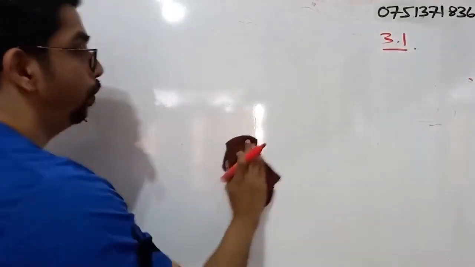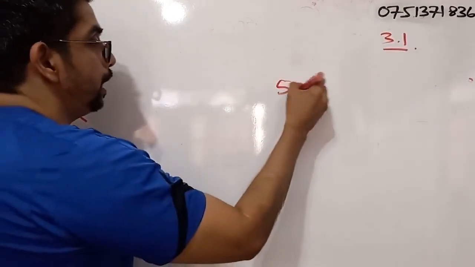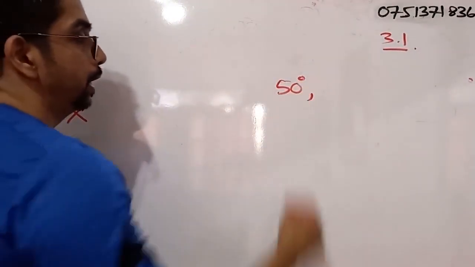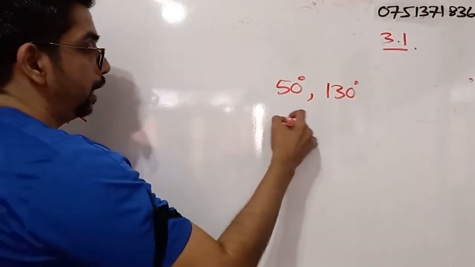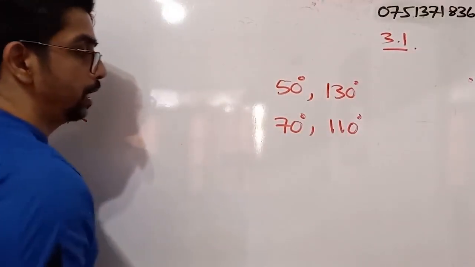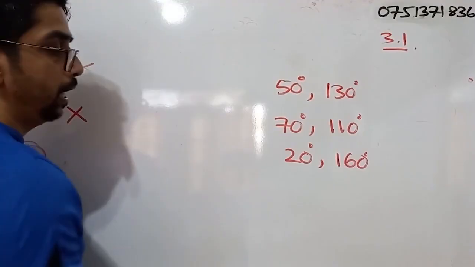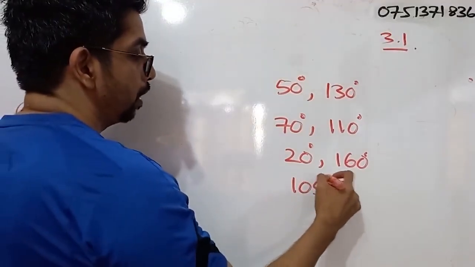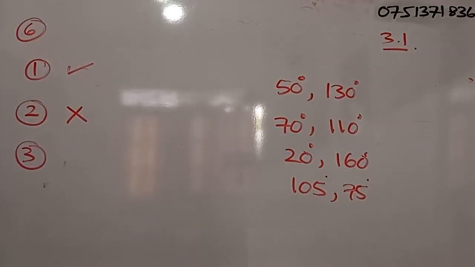Right. අපි බලමු. Now they are talking about what? Obtuse angles. Right. So we will take 50 degrees. What is the supplement here? 130 degrees. Right. We will take 70 degrees. What is the supplement? 110 degrees. Right. We will take 20 degrees. What is the supplement? 160 degrees. Right. We will take 105 degrees. Right. What is the supplement? 75 degrees. Right. So what are they in the statement? What are they telling? The supplement of an obtuse angle is an obtuse angle.